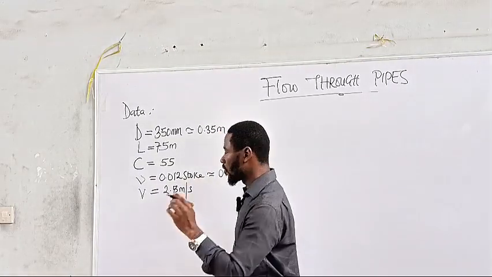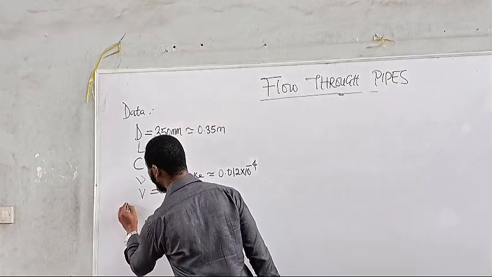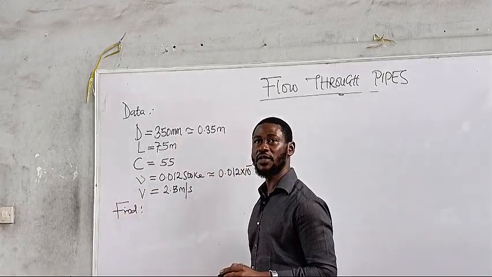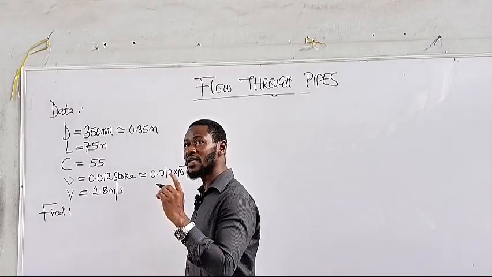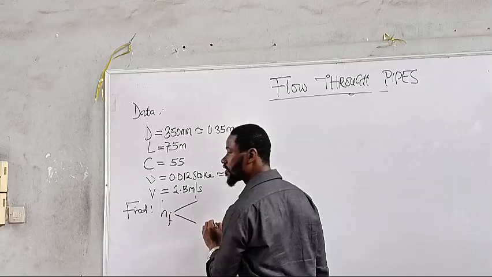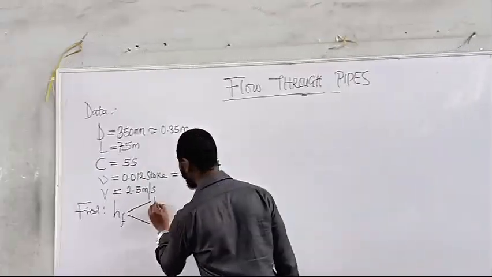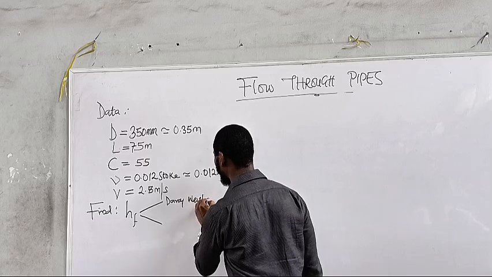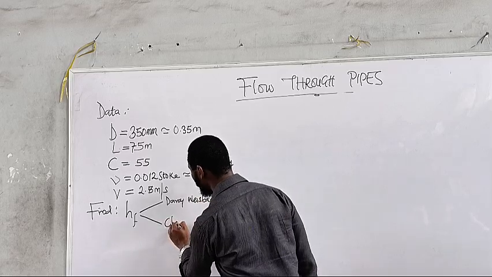The next thing is the unknown. Let's define the unknown. Find: what are we asked to determine? We are asked to determine the head loss in 2 stages, for Darcy Weisbach and Chezy formula.